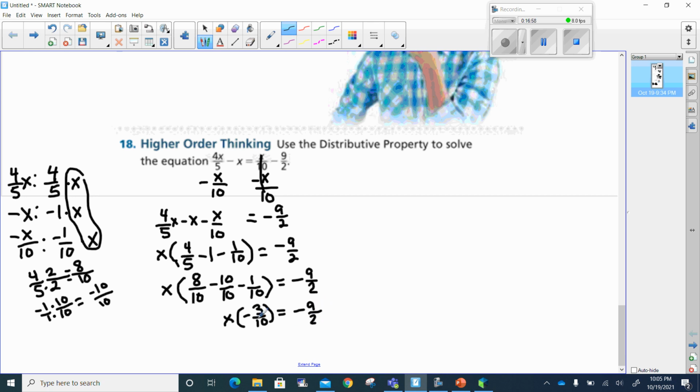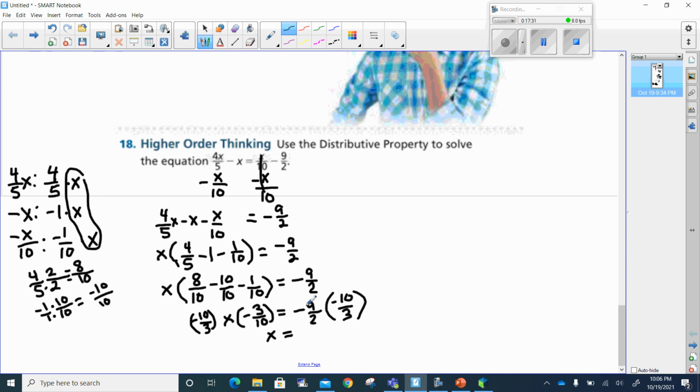There's no need to go ahead and put x with it. We know we have to multiply by the inverse of negative 3 over 10, which would be negative 10 over 3. And that will get rid of our negative 3 over 10 and leave us with nothing but x. Whatever I multiply to one side, I have to multiply to the other. So I'll multiply negative 10 over 3 to this side as well.